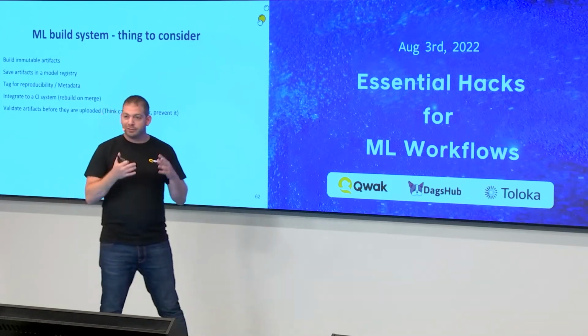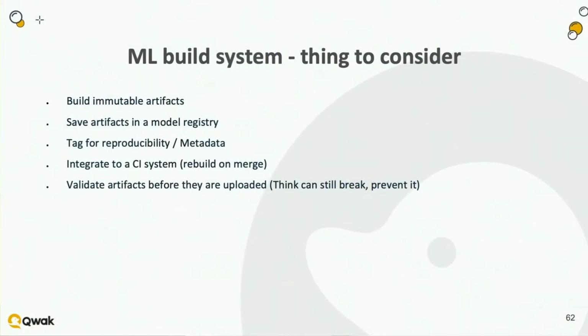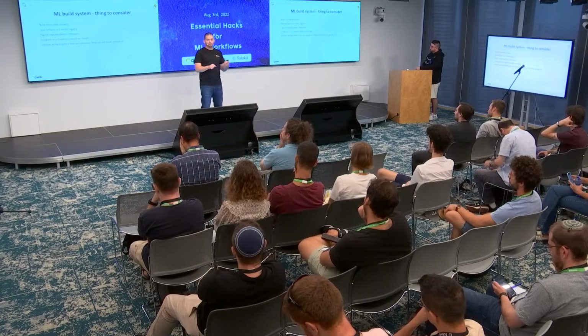Second is save these artifacts in a place where you can actually find them afterwards. And the third one is tag for reproducibility. Tag all the metadata. Tag the metrics, the parameters, the code, the data set even. Things that you'll be able to use afterwards to understand what happened in a specific training, what happened in a specific build, and even compare between different versions.